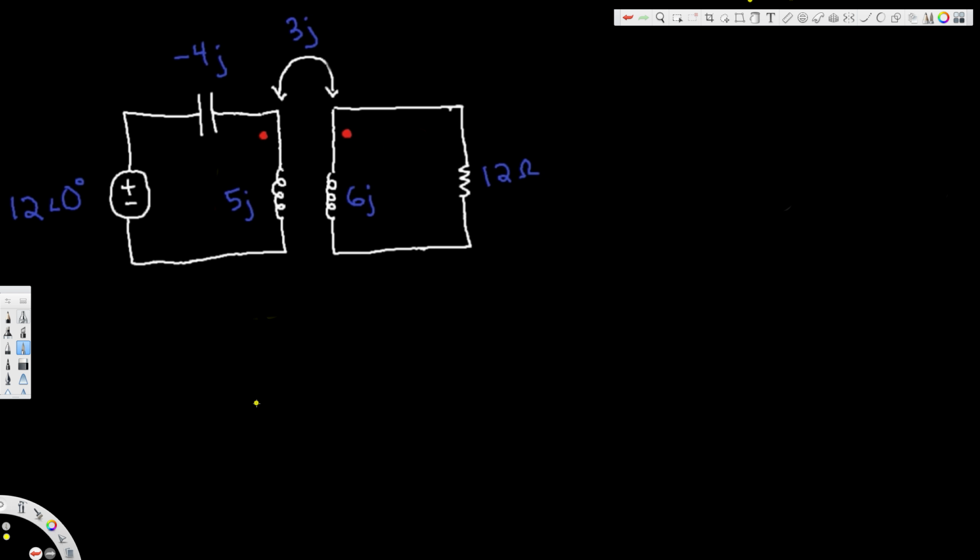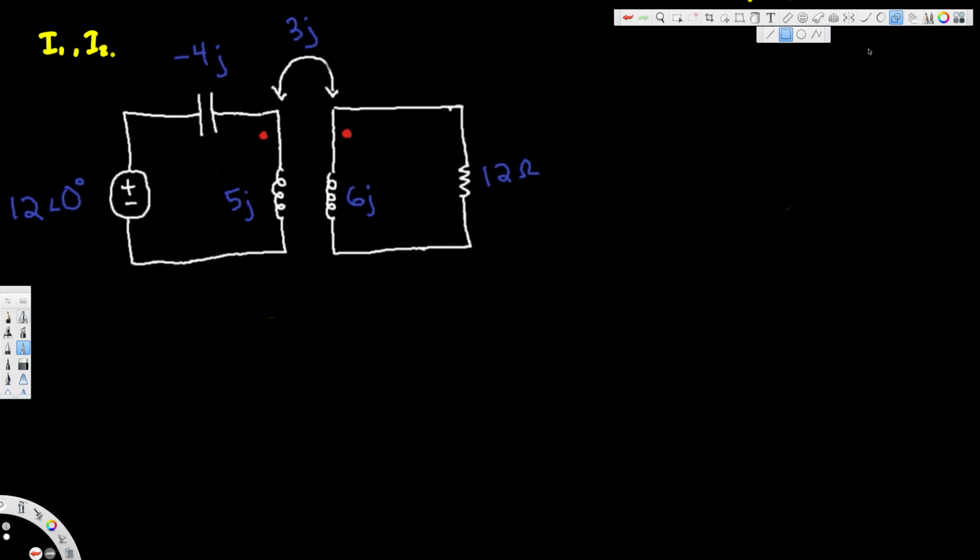Guys, in this video we are going to see an example of a magnetically coupled circuit. Here we are going to find I1 and I2 mesh currents, but before we go and do this problem, let's see how this dot works. First we have to understand that one, then it's going to become easier.